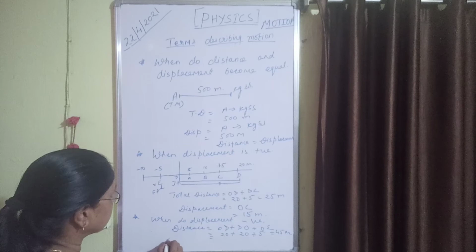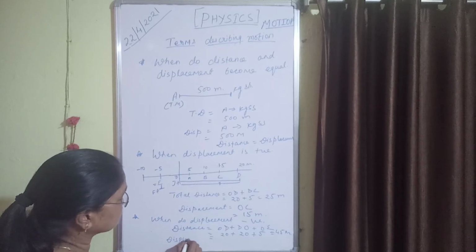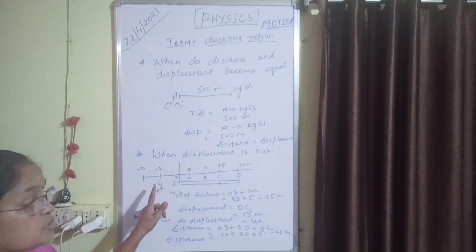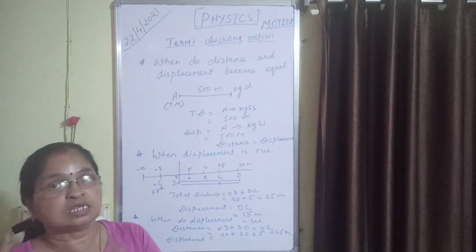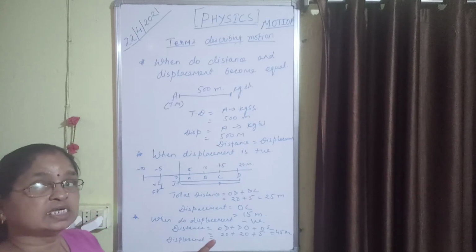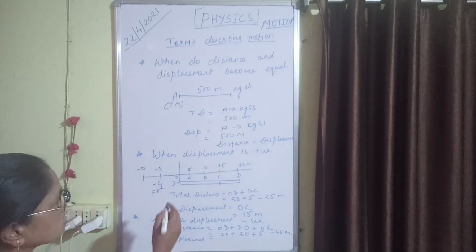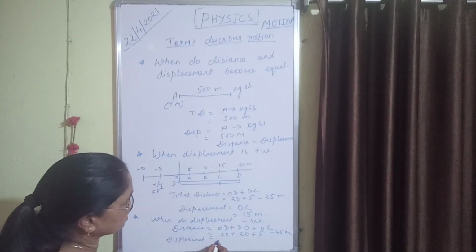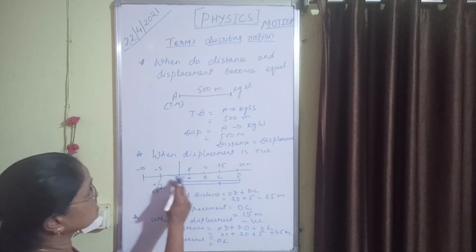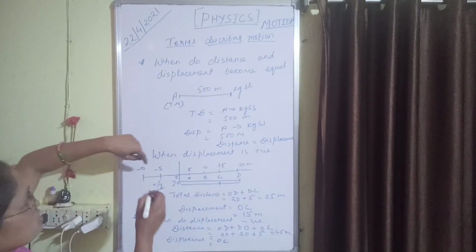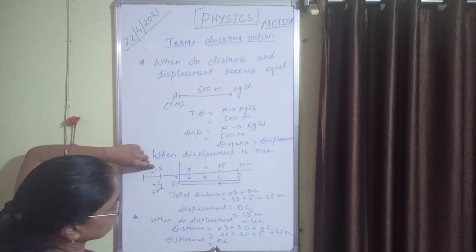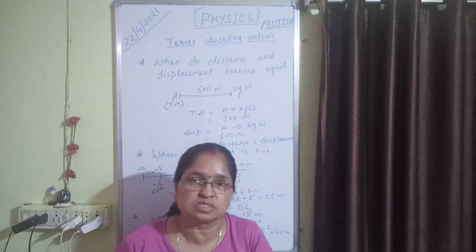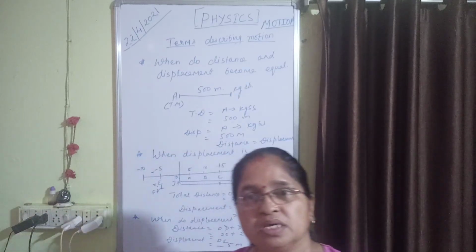But what will be the displacement in this case? How will you calculate displacement? Again students, be careful: initial position and final position, shortcut initial to final. Where is the initial? At O. Where is the final? At E. So displacement we have got is OE. But what is the direction? This one is the negative direction. So it will be -5 meter. So students, displacement may be positive, may be negative, or may be 0.